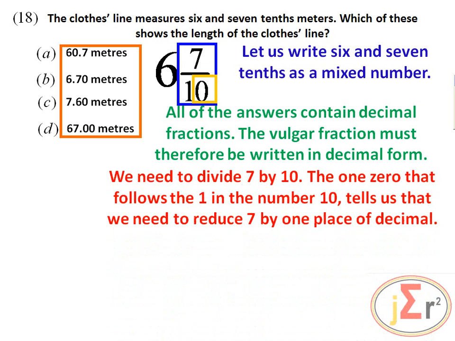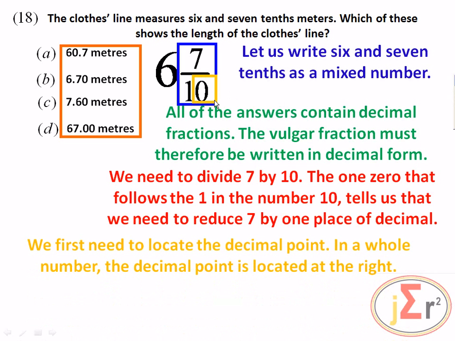We need to divide 7 by 10. The 0 that follows the 1 in the number 10 tells us that we need to reduce by 1 place of decimal. So when we are dividing by powers of 10, like 10, 100, 1000, the number of zeros that we have here tells us the number of places of decimal that we need to reduce 7 by. Because we have 1 zero, we need to reduce 7 by 1 place of decimal.